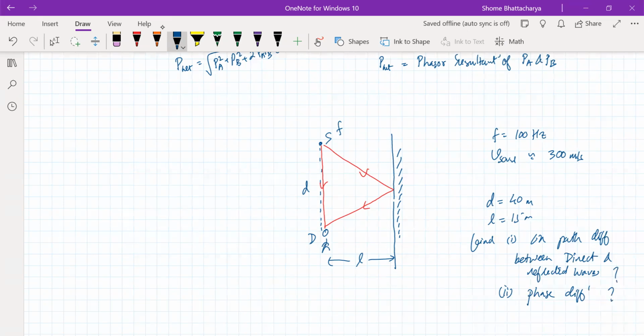So here you'll use the concept that sound is a wave just like light. And so reflection from a plane surface will follow the same principle as reflection of light from a plane mirror: the angle of incidence will be equal to the angle of reflection. So using that, you will find the path difference.